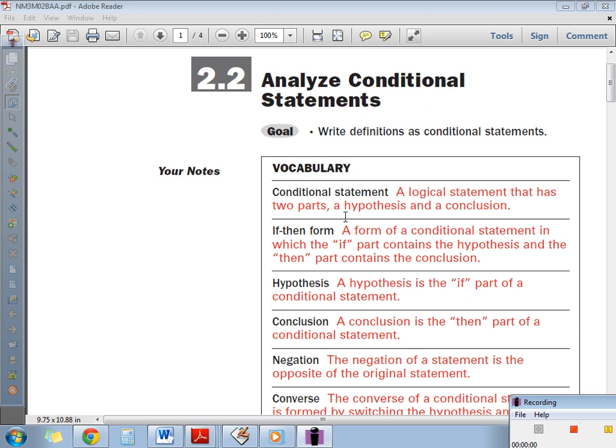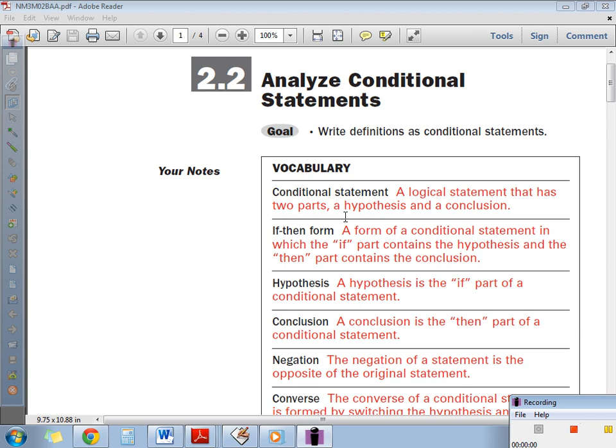The goal of today is to write definitions as conditional statements. And conditional statements you use all the time. They sound like, if something happens, then something else will happen. Like if you get a bad grade on your report card, then you might not be able to play sports. Or if you don't clean your room, then you might not be able to go out this weekend. Something like that. Those are conditional statements.